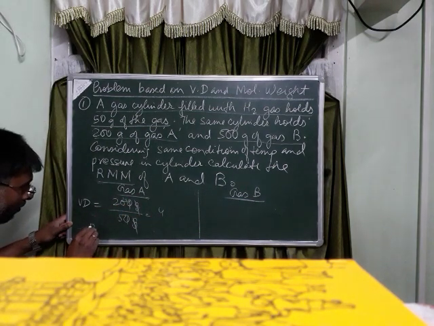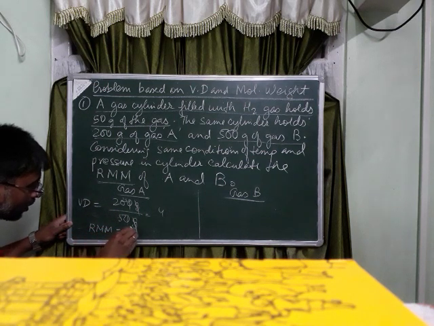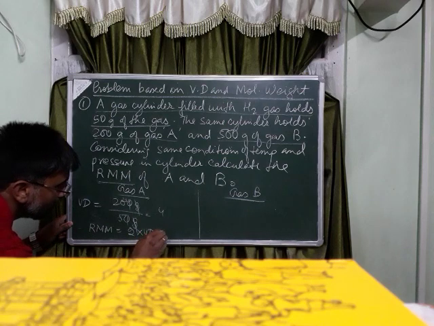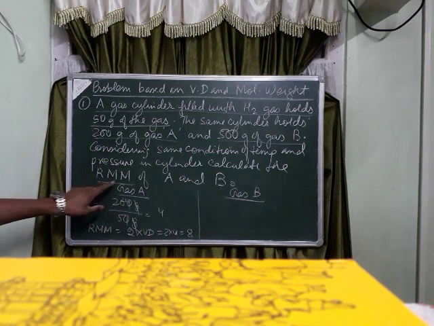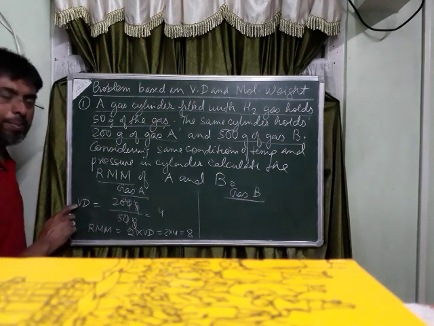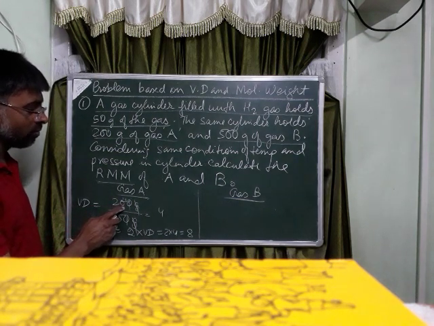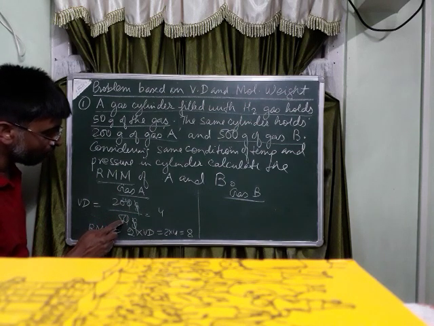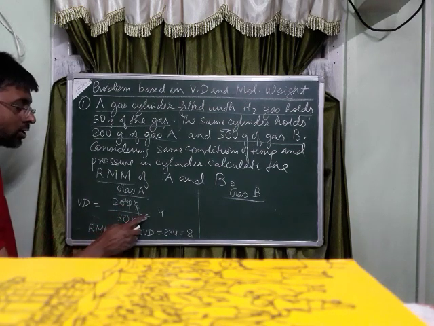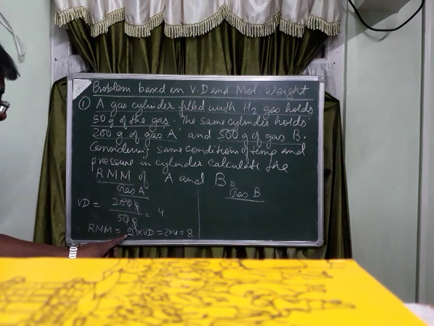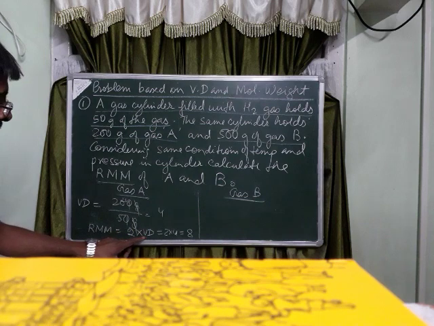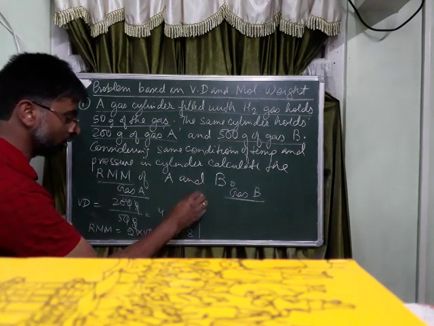Therefore, relative molecular mass becomes twice into vapor density. That comes to twice into 4, which is equal to 8. Therefore, the relative molecular mass of gas A is equal to 8. Watch very carefully. This is from the definition only. Vapor density is defined as the mass of a certain volume of gas divided by the mass of an equal volume of hydrogen. So 200 by 50 comes to 4, and this 4 is the vapor density of gas A. To find the relative molecular mass, the formula I have given you in a previous video is twice into vapor density. So 2 into 4 gives us 8. This is the first answer.